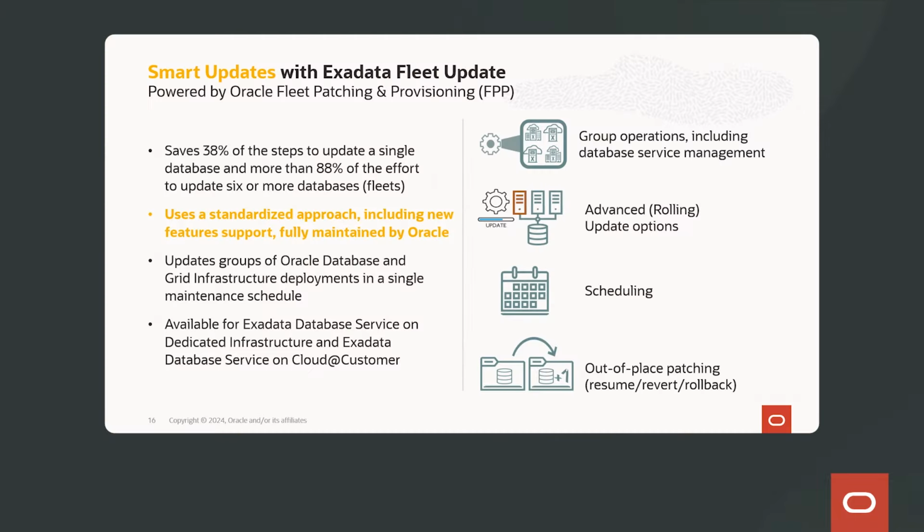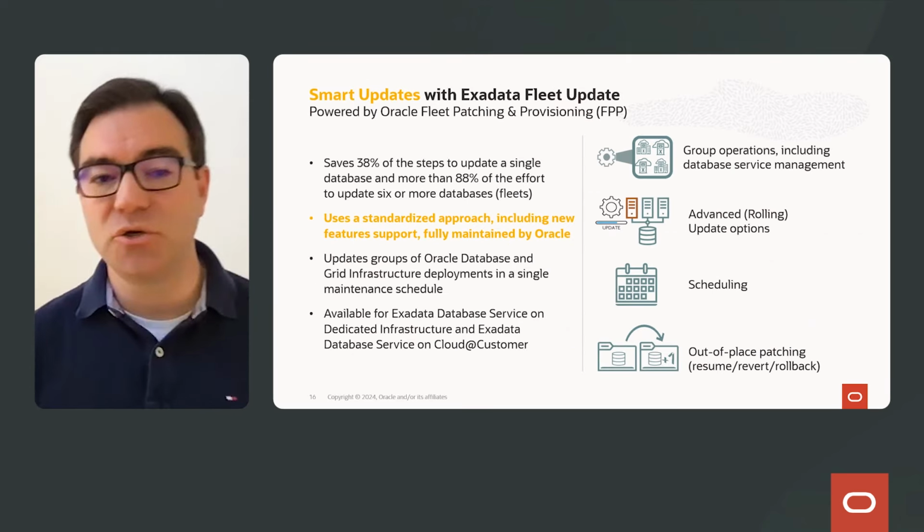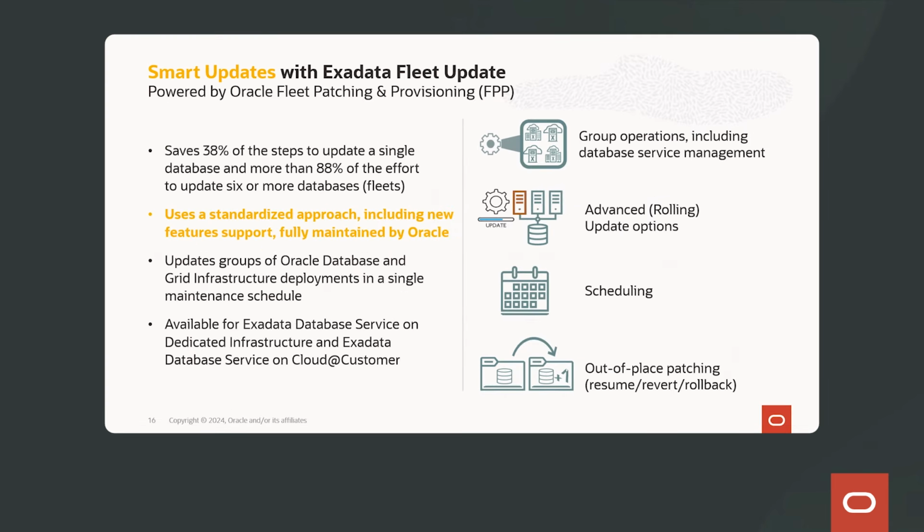The smart update then comes in by Exadata Fleet Update using a standardized approach, including new feature support, fully maintained by Oracle, which means, is there ever a change in configuration? You just have to tell Exadata Fleet Update or FPP that there is this configuration change and it will accommodate for it. Or if there is an enhancement in features, for example, because we have a new database release coming out and there are new features, then FPP and Exadata Fleet Update will automatically account for those and make changes in the update or patching as required.